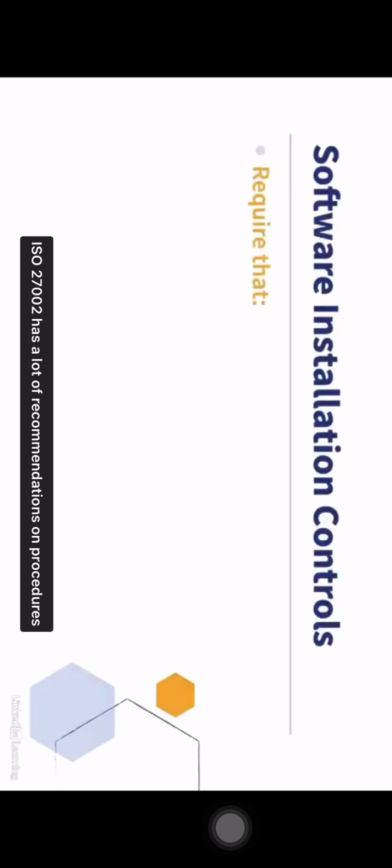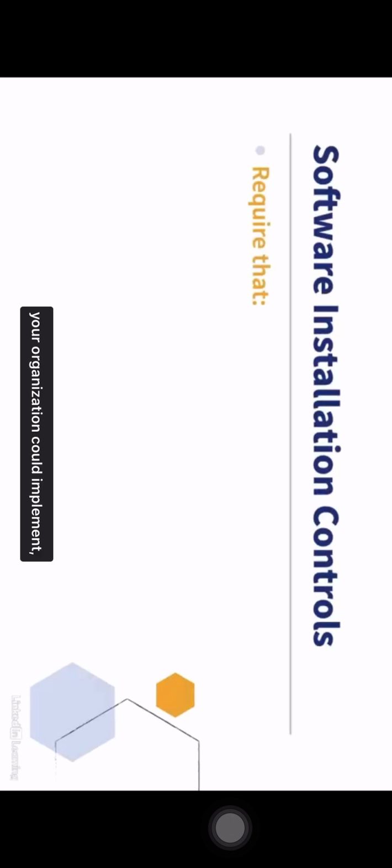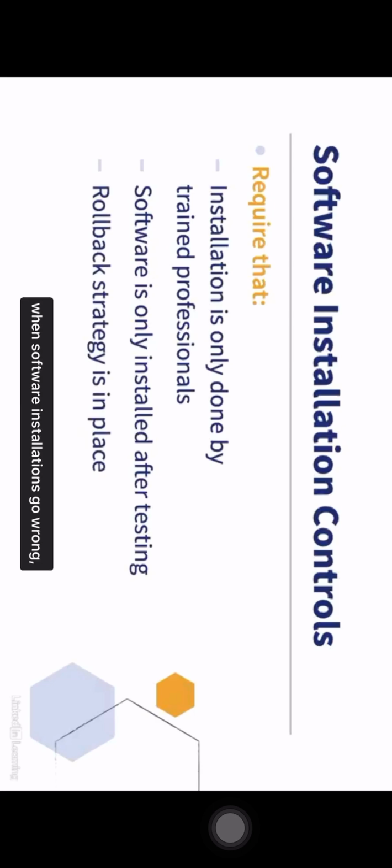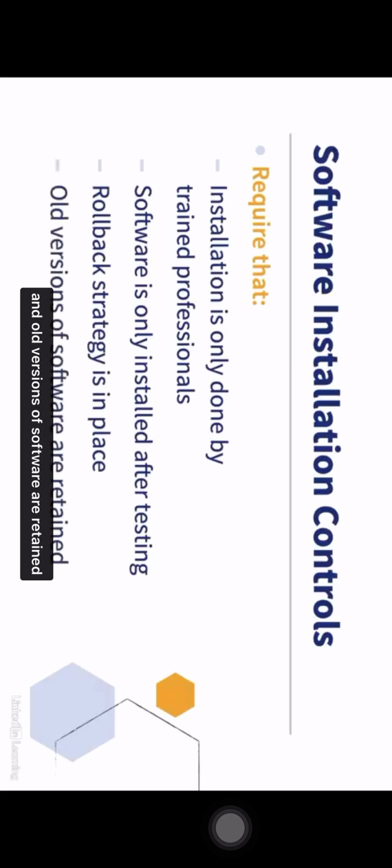ISO 27002 has a lot of recommendations on procedures your organization could implement, including requiring that software installation is only done by trained administrators, software is only installed after testing, a rollback strategy is in place for times when software installations go wrong, and old versions of software are retained in case they need to be reinstalled.